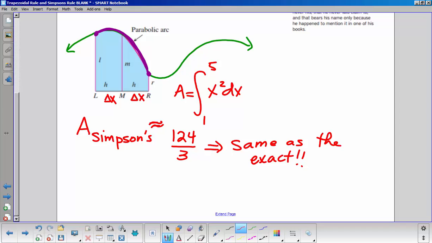So on the calculator section, I'm going to give you a function, and I'm going to tell you how many intervals to use, and you'll be able to use the calculator to tell me what the Simpson's rule number is, right? I mean, that's going to be really easy for you to do. So that's all there is to it for the trapezoidal method and Simpson's rule. All right.